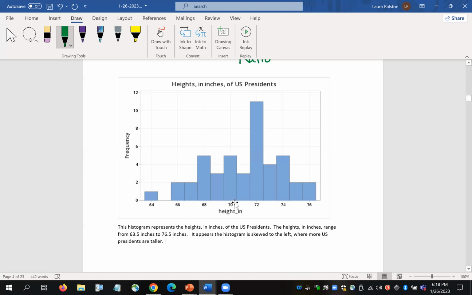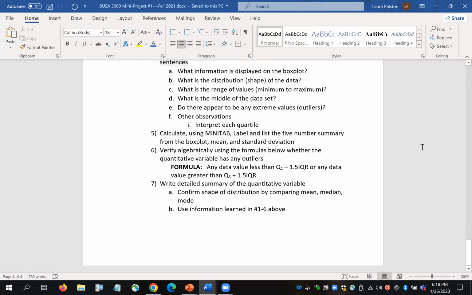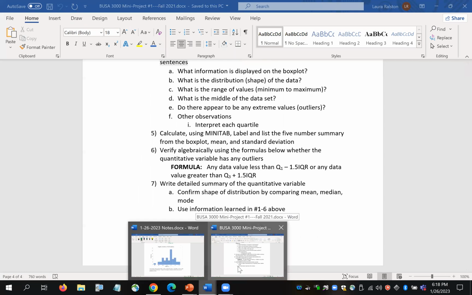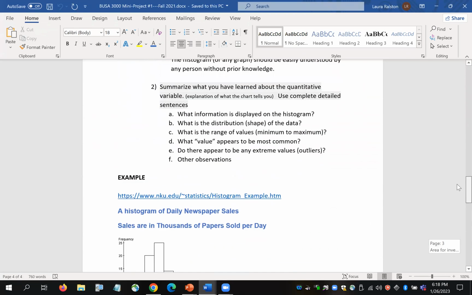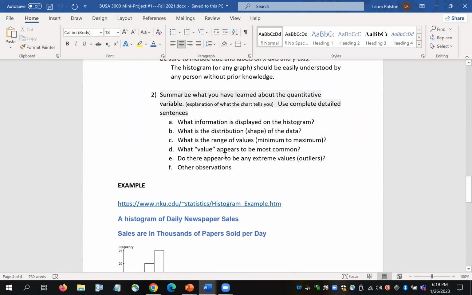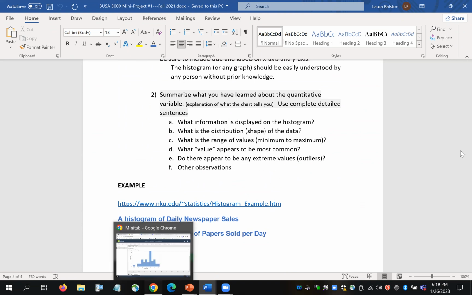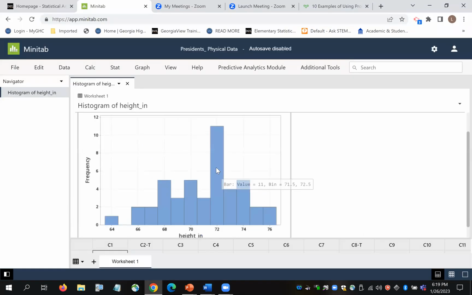We could get an idea, maybe, let's see, what were the other questions that I asked there so I can address them for you. Distribution range, what value appears to be most common? Does there appear to be any extreme outliers? Okay, so looking at my histogram, which one appears to be most common?